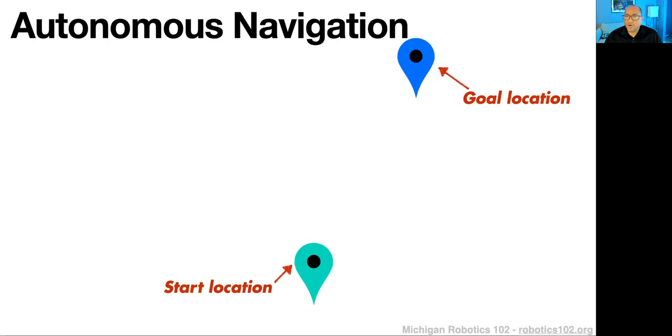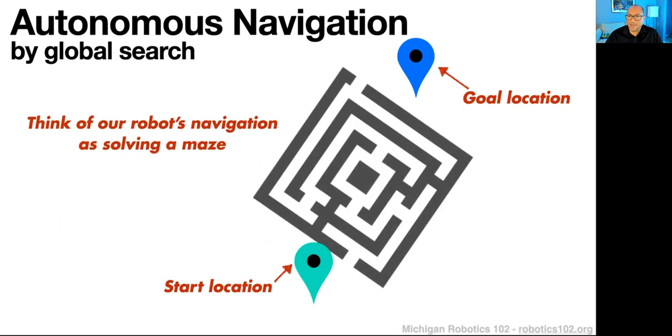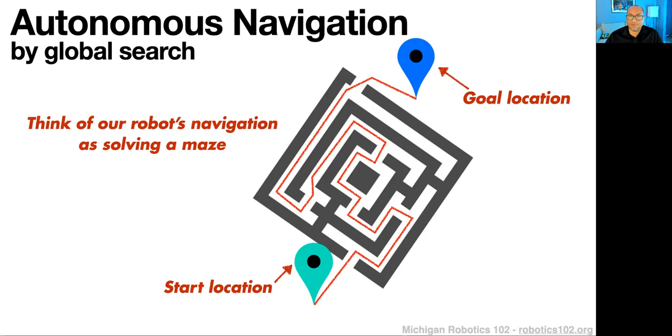Maybe one way we can think about it from a global search perspective is that we can think of our robot's navigation as solving a maze. So if we're just given something complex like this, some arbitrary structure that we have to navigate, we'd like to be able to have the robot just go through and solve that and think through what needs to be done in order to have a successful navigation. And so this is what we're going to cover, and we'll just touch upon some algorithms that can allow us to perform a global search.